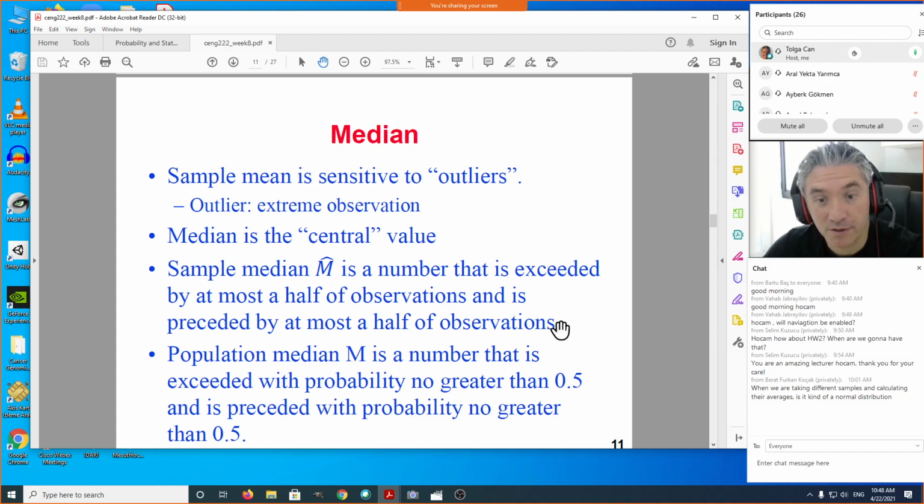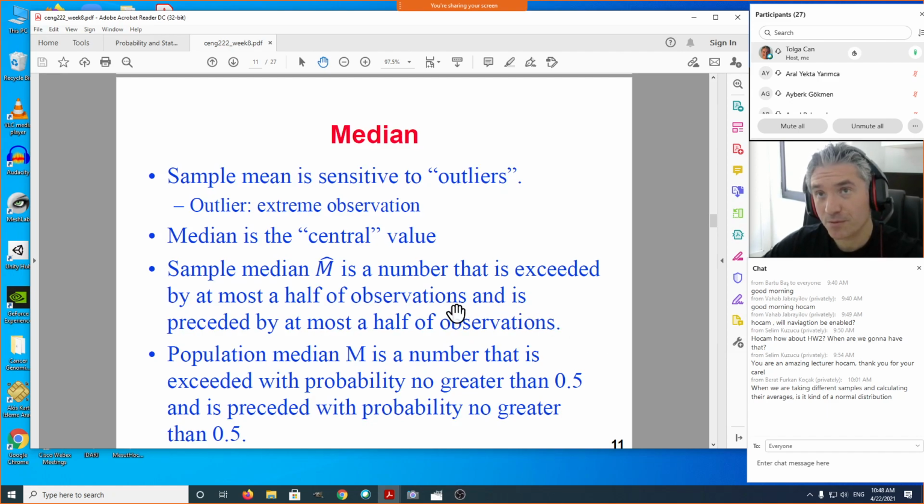Now, some other descriptive statistics. Median. Median is the center value of a population. So we can also talk about the population median, which is the value at which the CDF is equal to 0.5. For a normal distribution, for example, the mean and the median are the same thing because the normal distribution is symmetric. But this is not the same for, for example, the exponential distribution.